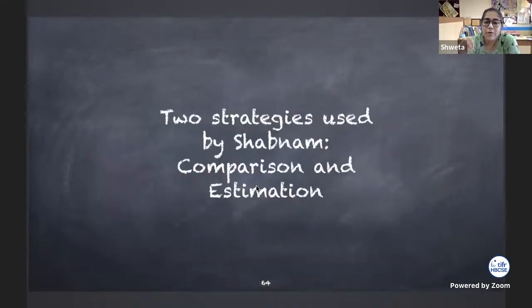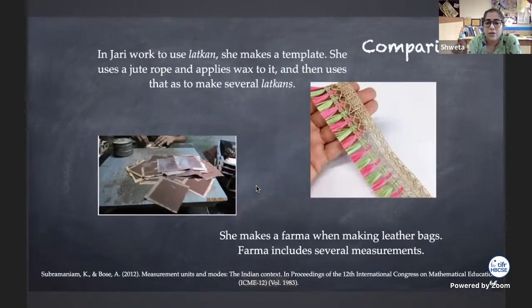What I found was two strategies that Shabnam used in her work. One is comparison and another is estimation. So she does this, this is called latkan, which is used in the zari work to stick to the clothes or saris, or even for some purse.